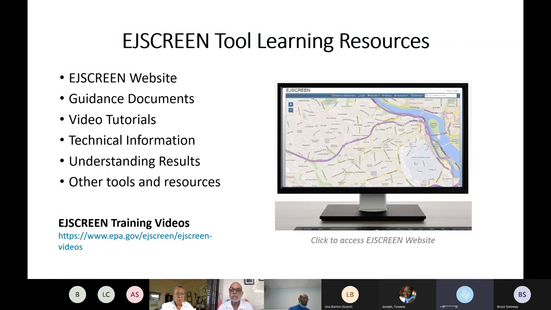And we mentioned the EJScreen tools and learning resources. There's a website, epa.gov/ejscreen. If you want to see videos, when you go on there, you'll see the link, but it's /ejscreen-videos. It provides guidance documents, video tutorials, and technical information, and when you're doing your mapping, it helps you understand the results, along with other tools and resources.